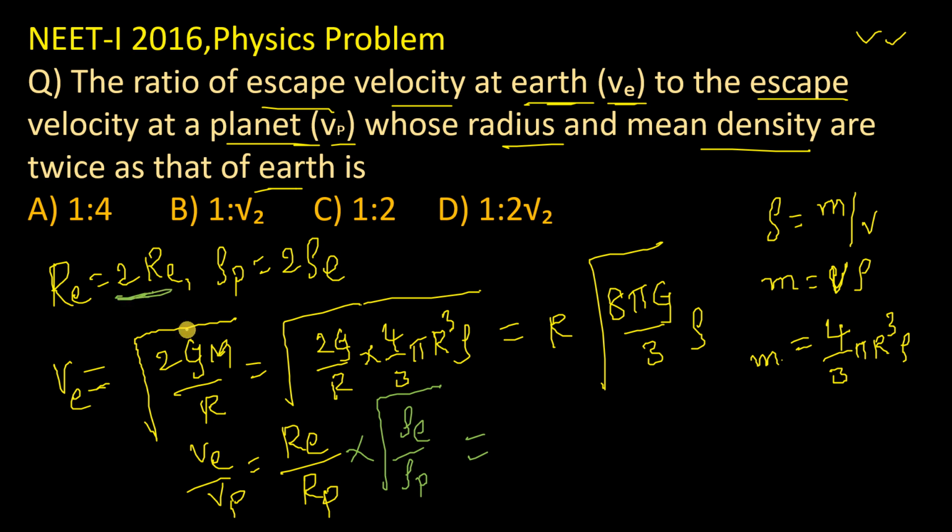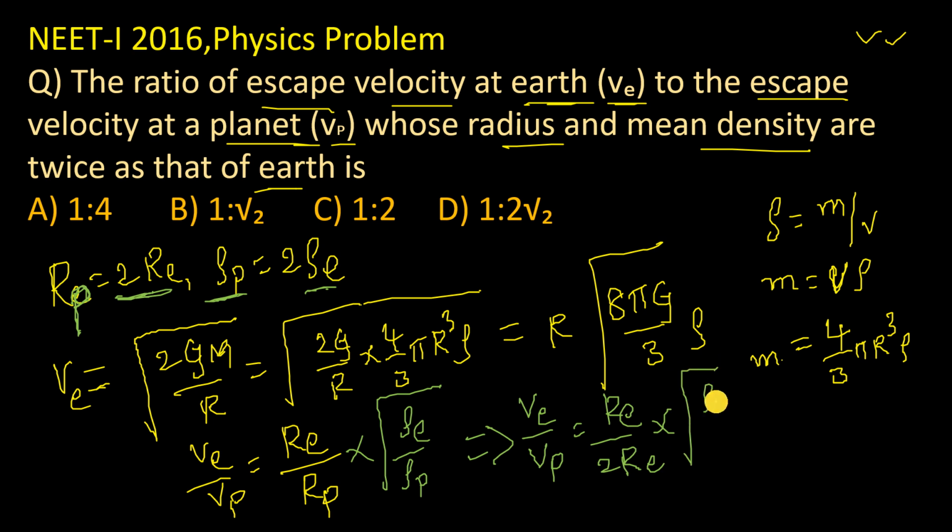So write this condition: the radius of the planet is twice the radius of the Earth, and the density of the planet equals twice the density of the Earth. So if you write here V by Vp equals Re by 2 Re into root over rho e by 2 into rho e.